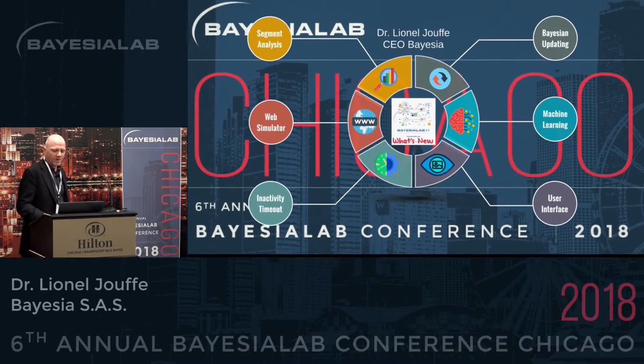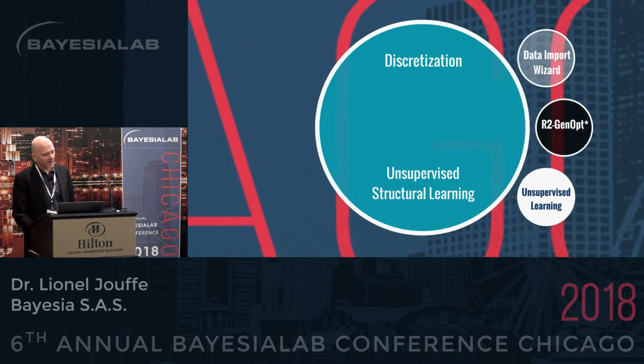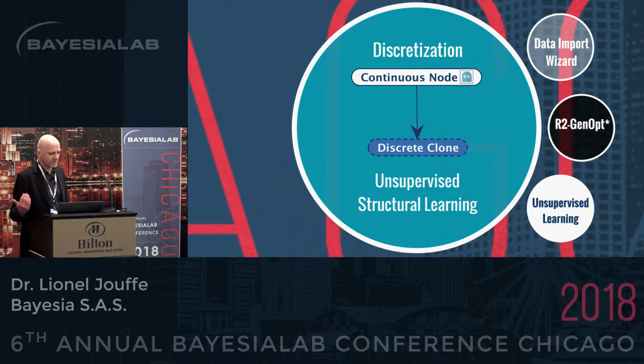So this was for the user interface. Now let's switch to machine learning. And here we just work on 2 categories. The first one is discretization, and the second one, unsupervised structural learning. So for discretization, I guess you know how I've been presenting them for a few years now.